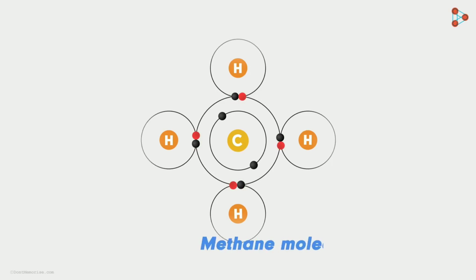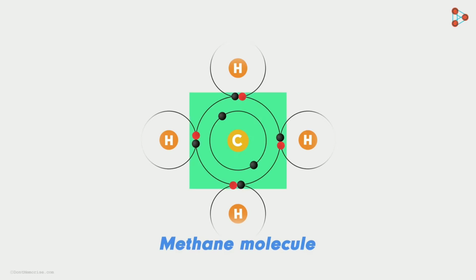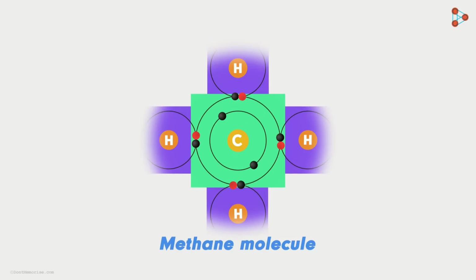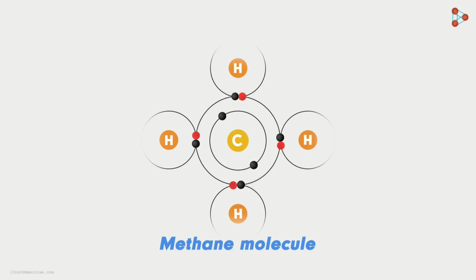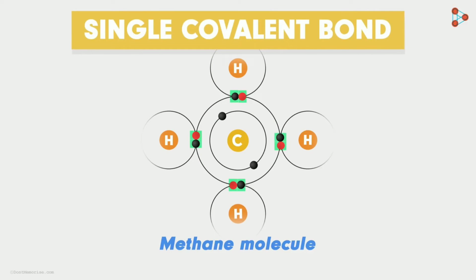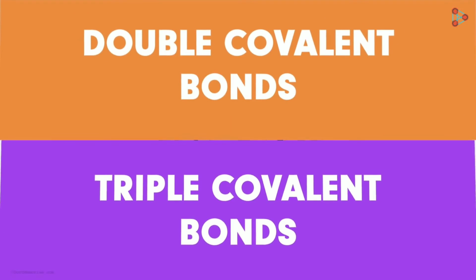This is how a methane molecule is formed. A single carbon atom bonded with 4 hydrogen atoms. Each bond here is a single covalent bond. This is how single covalent bond formation between carbon and any monovalent element takes place. Now let's talk about the double and the triple covalent bonds formed by carbon.